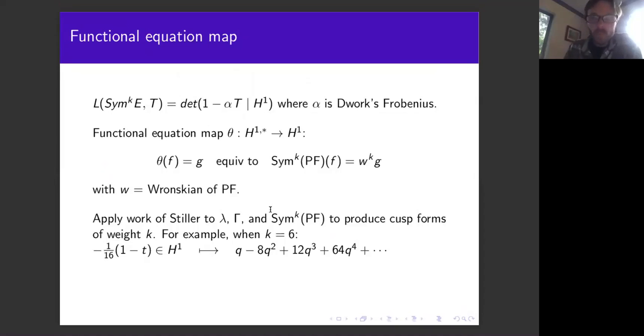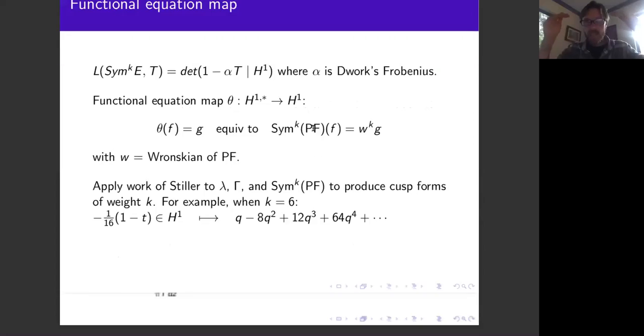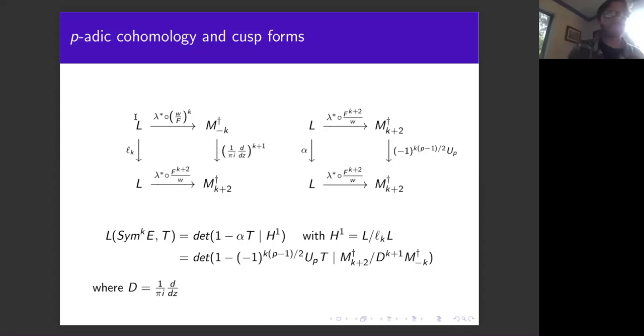The difficulty was trying to come up with this number theory, and then coming across Stiller's paper as well. That was a bit of luck. So this is kind of half the story. This is talking about how H1, the cohomology, is related to cusp forms. But then there's Dwork's Frobenius and its relationship with the U operator. And that's this next slide here.